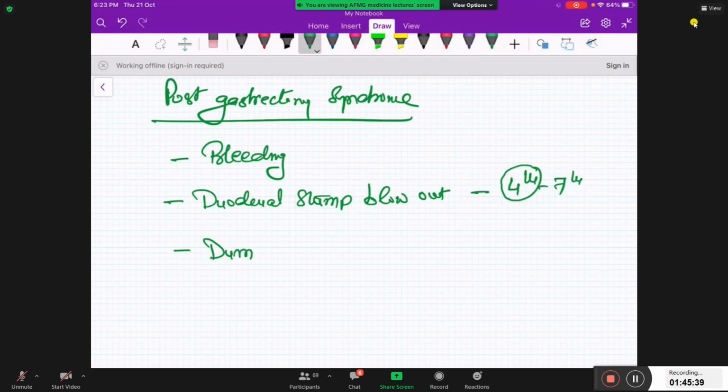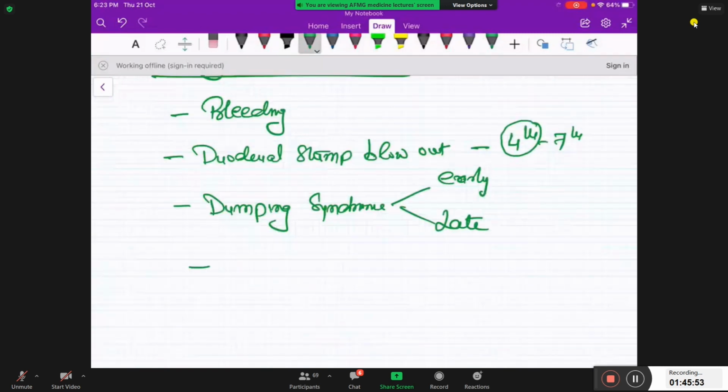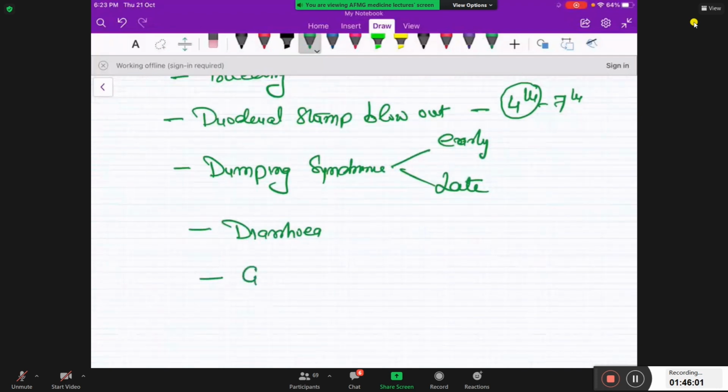Then other complications which we can have are, post-gastrectomy, so post-gastrectomy means after surgery only. Dumping syndrome. There can be early dumping. There can be late dumping syndrome. There can be diarrhea. There can be gastrocolic fistula.